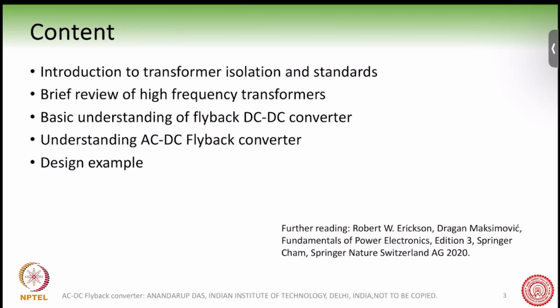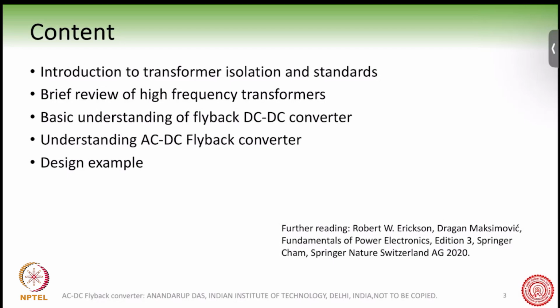At first, I will talk a little bit about transformer isolation and why we actually have transformer isolation in the converter. In many applications, transformer isolation is mandatory as per standards. In the previous week, we had talked about boost PFC, where we did not use any isolation. But now we will talk about these transformer isolated converters.